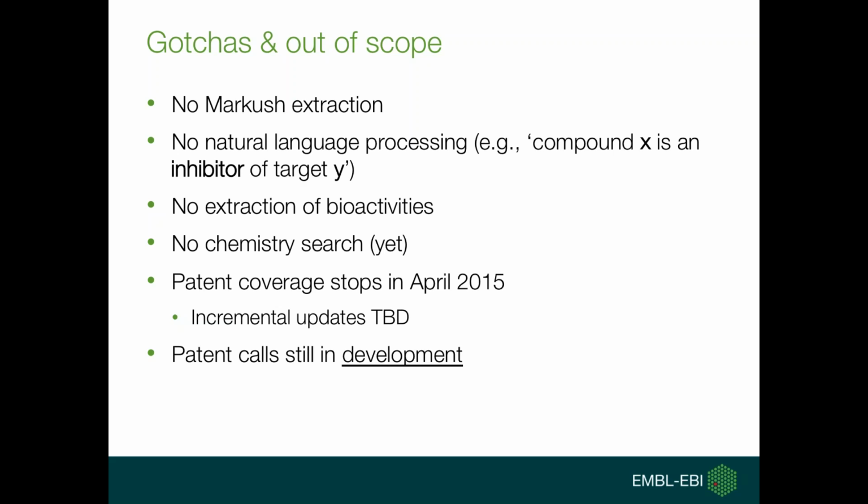We also didn't do extraction of bioactivities. This is what ChEMBL does manually. And at the moment there is no chemistry search, so you cannot go and do a similarity or substructure search against the pool of the SureChEMBL compounds via the Open PHACTS API. And finally, the coverage of patents stops in April 2015. Although SureChEMBL is dynamic and everything in SureChEMBL is up to date, the subset that we used for the Open PHACTS work at the moment stops in April 2015, but there are discussions ongoing to provide a mechanism for incremental updates.